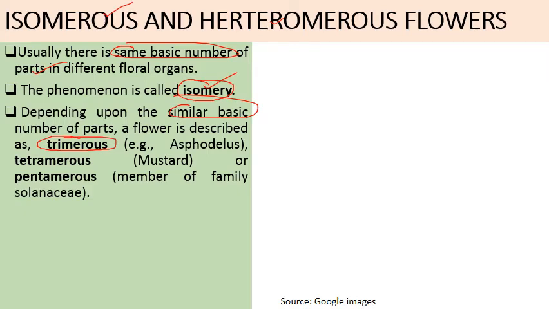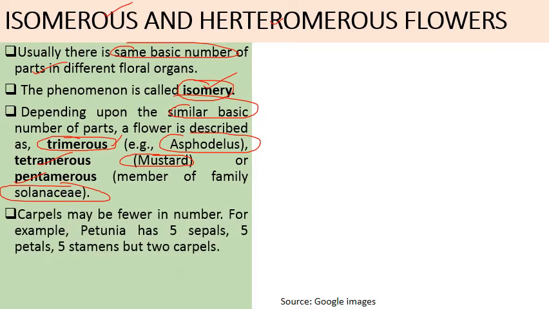A trimerous flower means a flower having the parts of whorls arranged in three or multiples of three. So that flower is known as a trimerous flower. For example, we have Asphodelus. Next comes the tetramerous flower, a flower having parts of whorls arranged in four or multiples of four. For example, we have mustard. And next comes the pentamerous flower, a flower having parts of whorls arranged in five or multiples of five. This type of arrangement is present in members of the family Solanaceae.